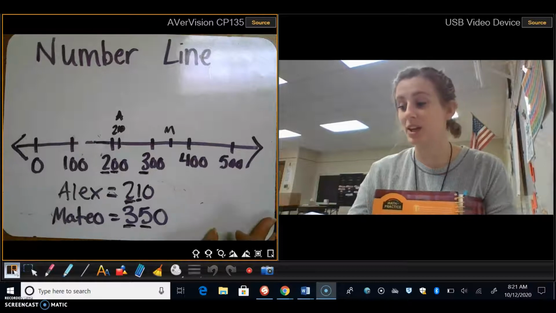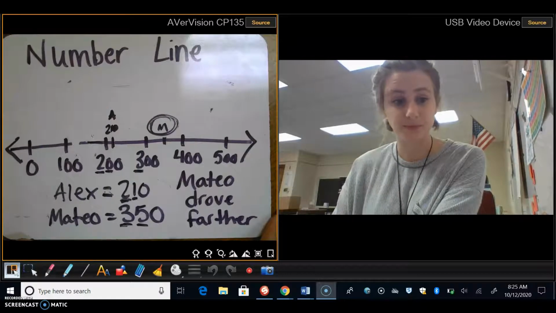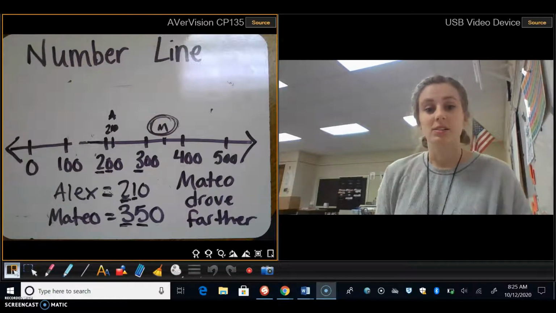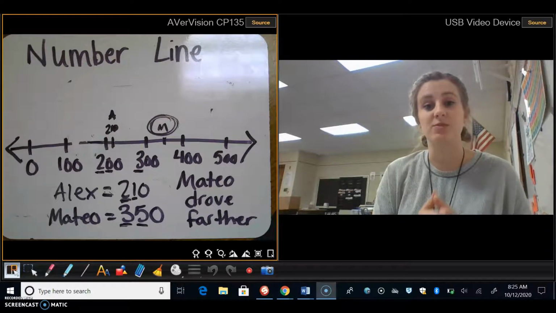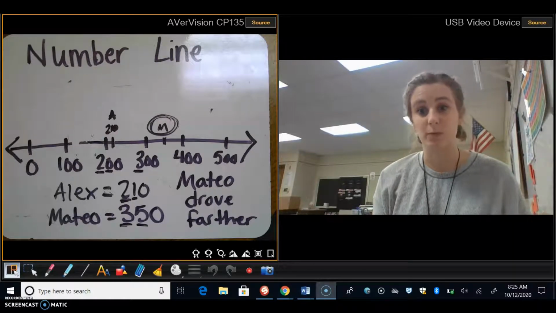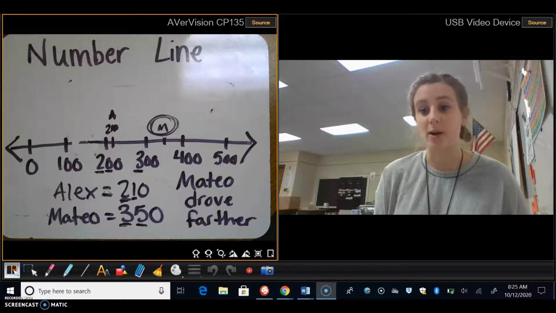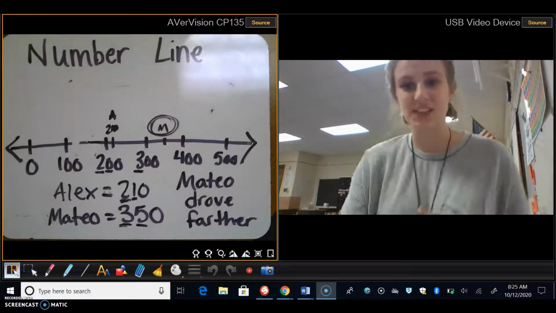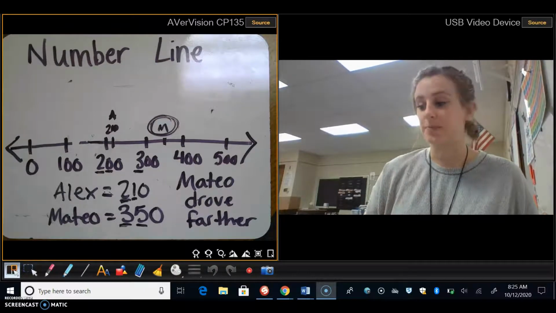Okay, so now we need to look for 0. Where is 0 on our number line? 0 is our starting number. So 0 is on the left side of our number line. So to find our answer of who drove further, we need to think about what number is farthest from our 0, from our starting point. And we're not just talking any number, we're talking about the numbers that we wrote down, right? So Alex or Mateo. Out of our possibilities, which number is further?